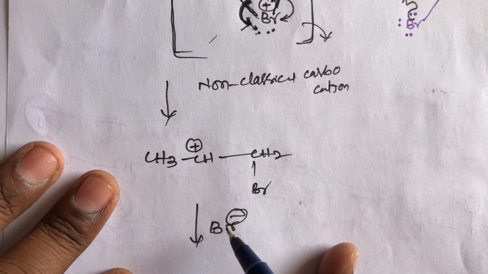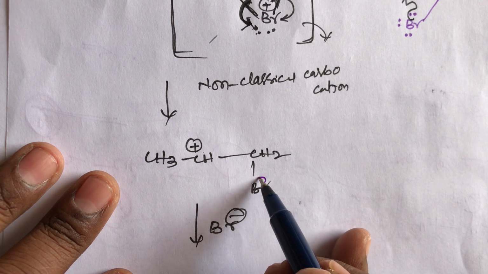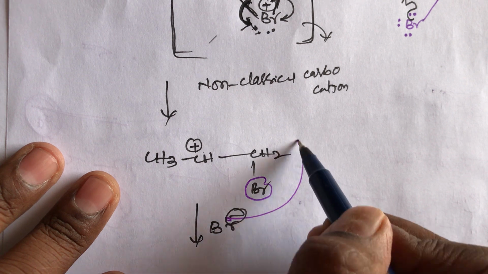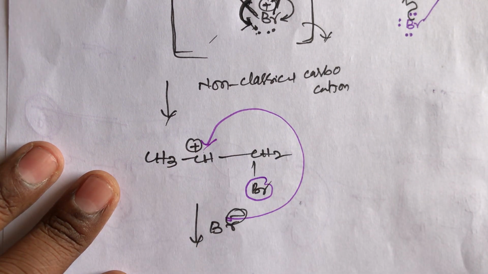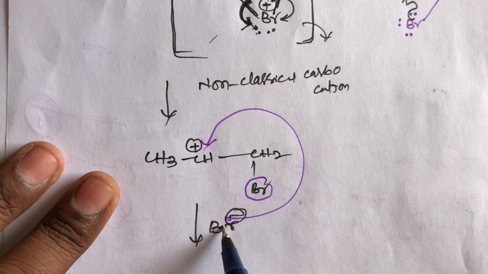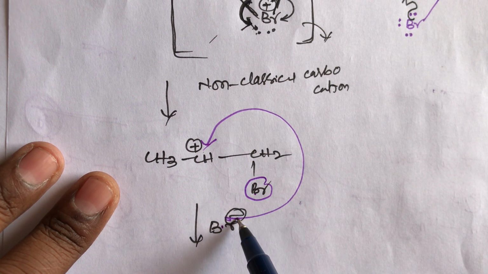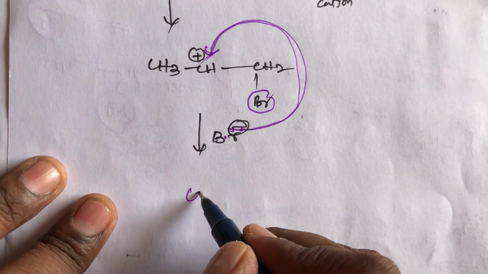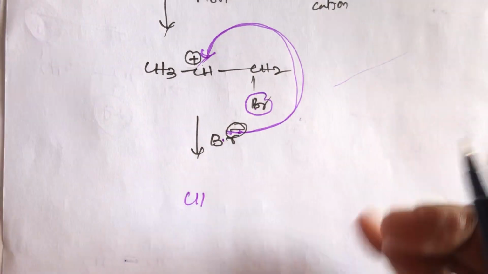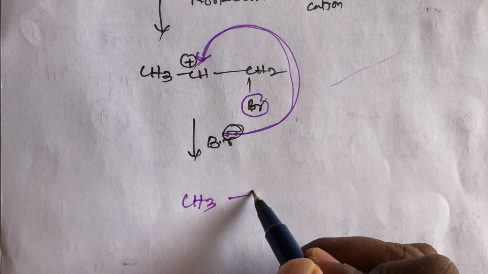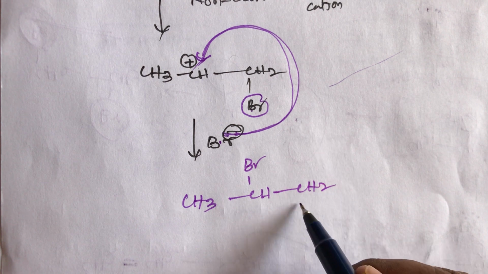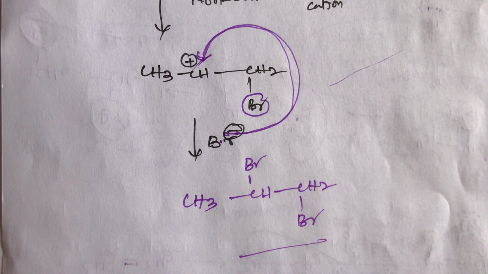This nucleophile will always attack opposite to this bromine. Why? Because the electron cloud is there, so this Br- will always attack from the upper side, opposite to this bromine. We get the final product, that is CH3 CHBr CH2Br. This is called an anti-addition reaction, that is 1,2-dibromopropane.